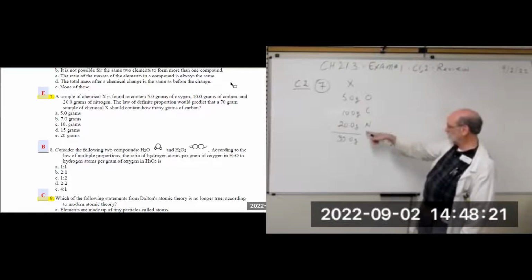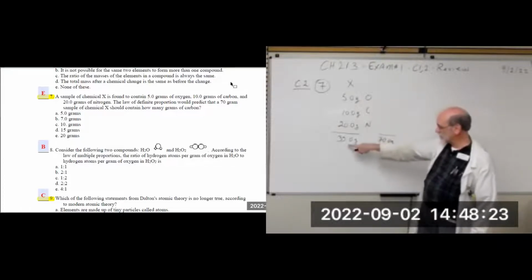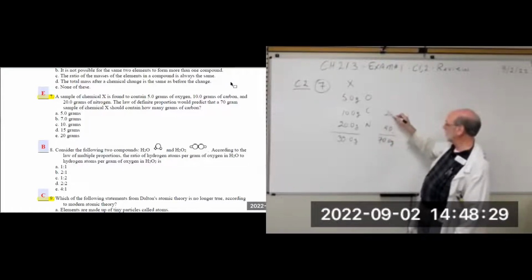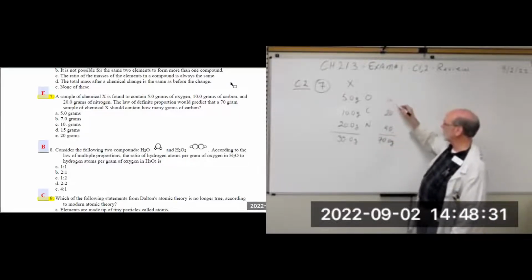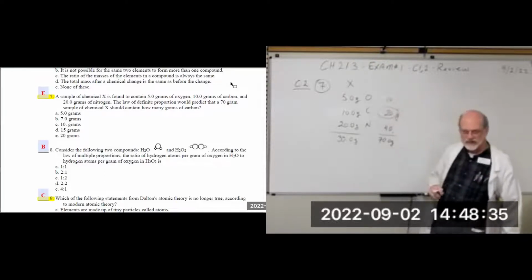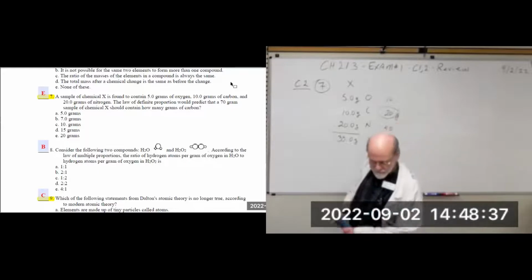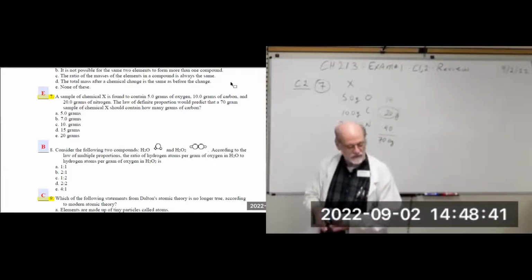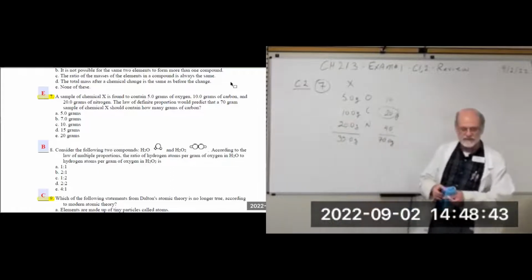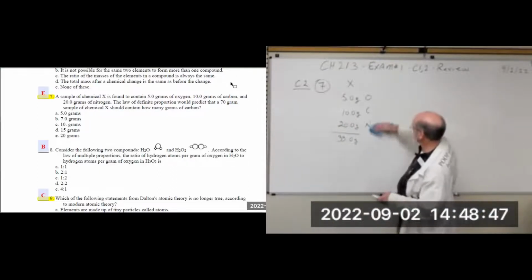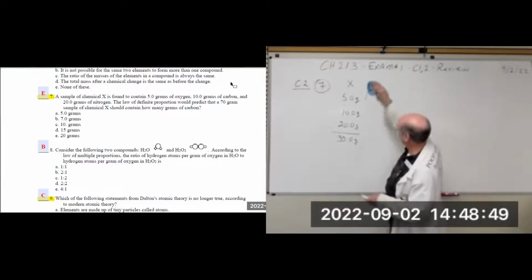Well, wouldn't we have double this, double that, because this is double? Right, so we'd have 40 here, we'd have 20 here, and we have 10 here. So carbon would be 20 grams. E should be the answer. Does that make sense? Okay. That's an illustration of the law of definite proportions.